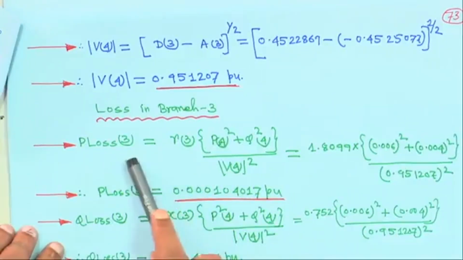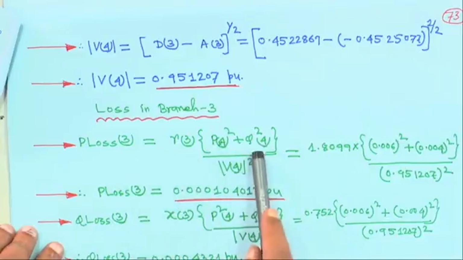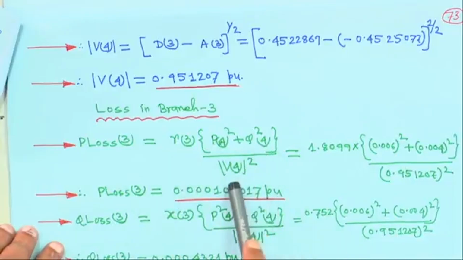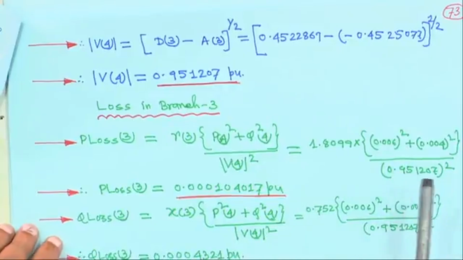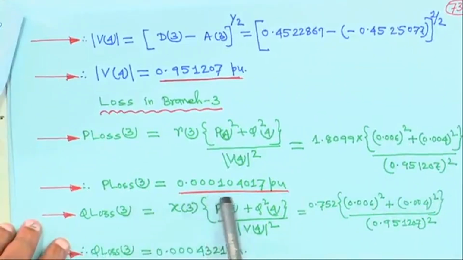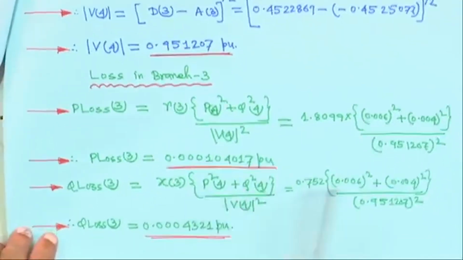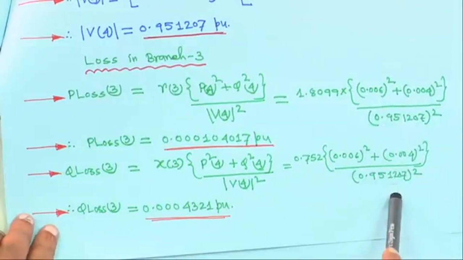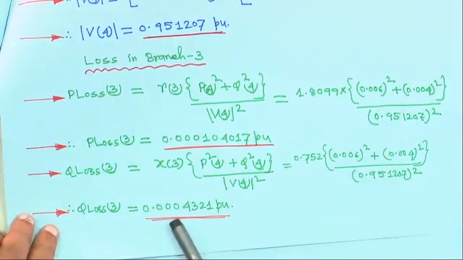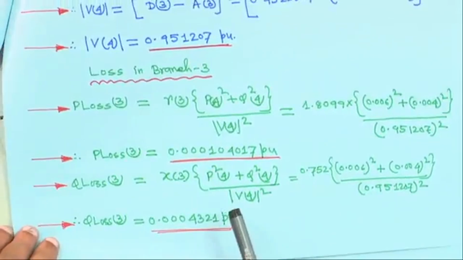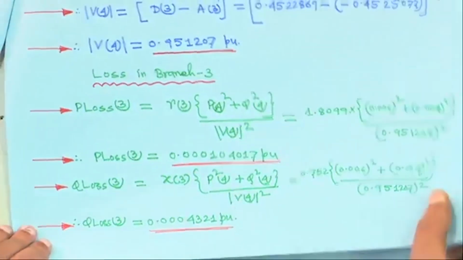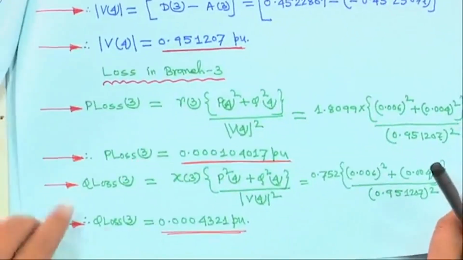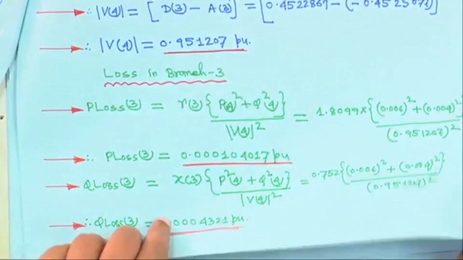So, loss in branch 3. Same formula: P loss 3 is R3 into P4 square plus Q4 square upon V4 square. Put all these things, you will get P loss 3 equal to 0.00104017 per unit. Similarly, for Q loss 3, it is X3 into the same term, you will get 0.004321 per unit. So, these are your branch losses in branch 3, right.